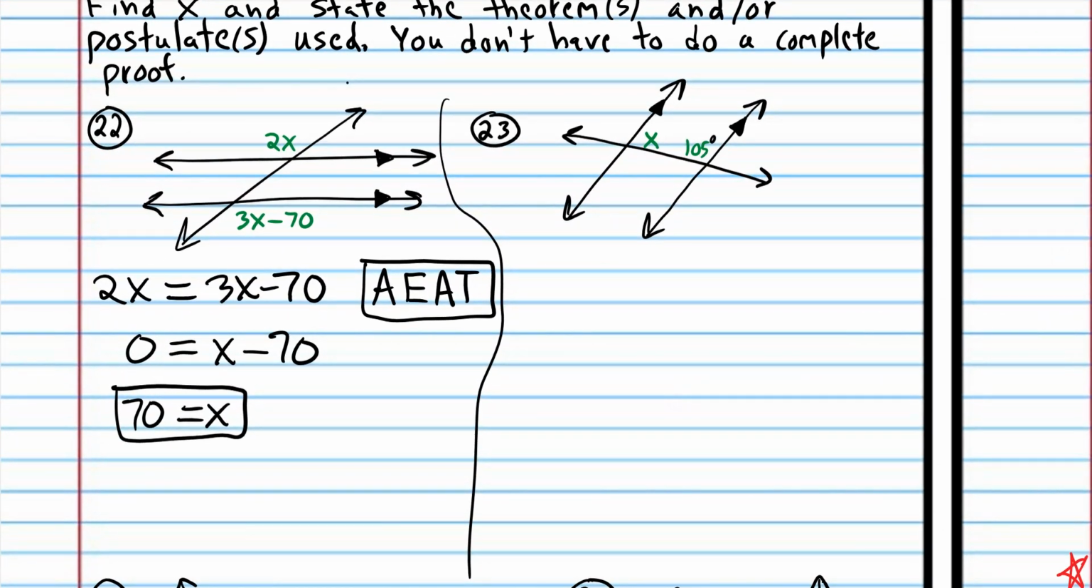All right, number 23. Look on your screenshot. You have one postulate and three theorems. So do we use the postulate? Do we use one of the theorems? What do we do here?